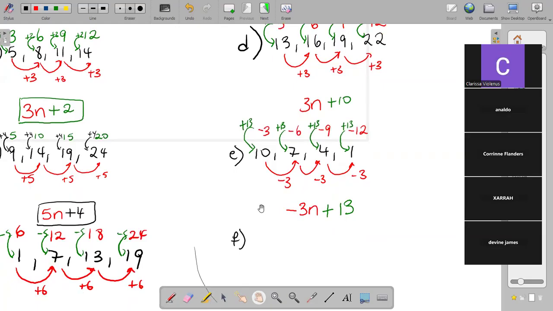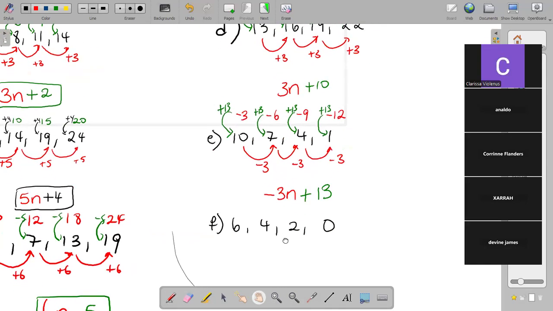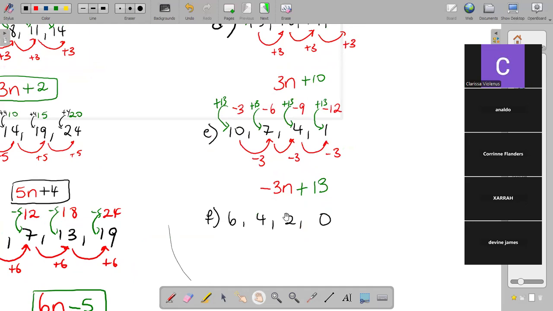So try this one for me, everyone: 6, 4, 2, 0. Everybody try to find the formula for that one, please. 6, 4, 2, 0. Once you think you have an answer, say done. If you want to share the answer that you got, you can do so.